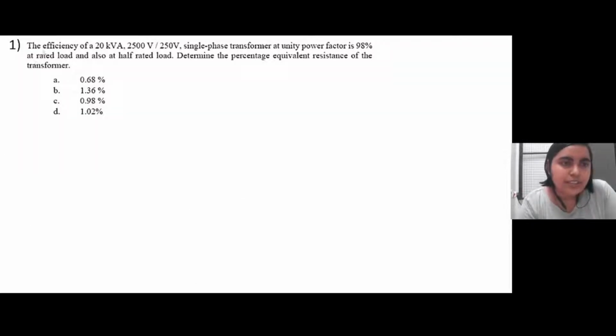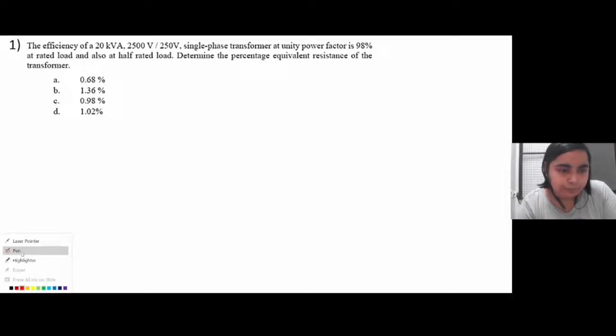Here it is given, this is the rated power of the transformer, 20 kVA, with the high voltage side and the low voltage side voltages given, and it is said that it has unity power factor, that is cos phi is equal to 1. The efficiency at the rated load is 98%. Similarly, at half rated load, it is still 98%. We have to determine the percentage equivalent resistance of the transformer.